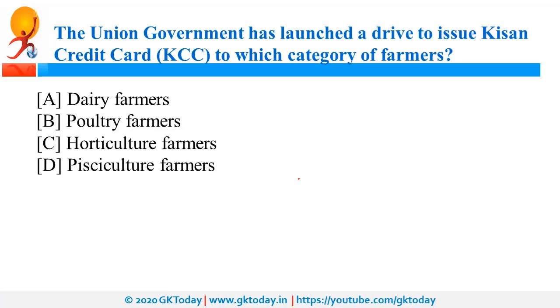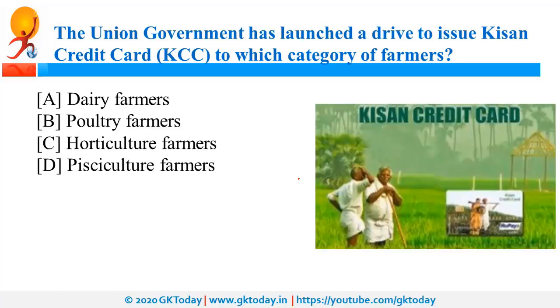Next question is, the Union Government has launched a drive to issue Kisan Credit Card to which category of farmers? So this was launched to provide Kisan Credit Cards to dairy farmers, and as per this campaign, government will provide KCC, that is Kisan Credit Card, to about 1.5 crore dairy farmers, and this special drive to provide Kisan Credit Card is a part of Prime Minister's Atmanirbhar Bharat package. Now answer in the comment box what is the objective of this Atmanirbhar Bharat initiative.